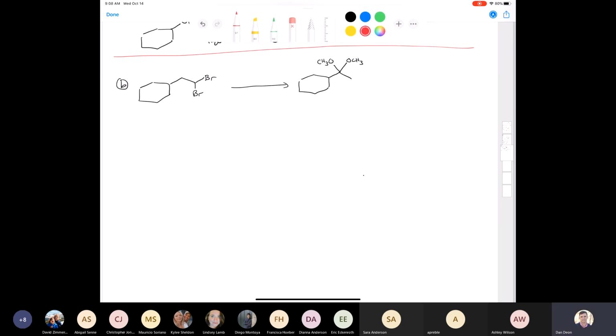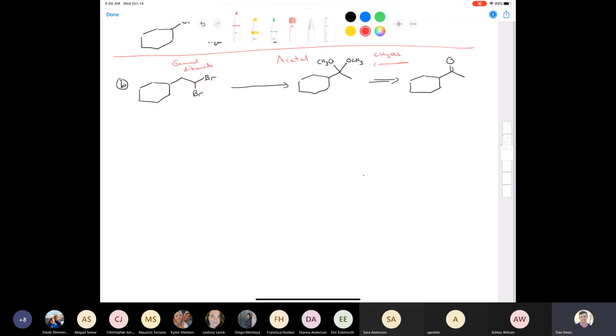All right. So in this one here, we're taking a geminal dibromide. Geminal, because the two bromines are on the same carbon, and we want to make an acetal. This is an acetal. In terms of retrosynthesis, how would we make that acetal? Well, we would need to have a ketone or aldehyde, and the ketone that we would need would be this ketone. And we would take that and we would treat it with methanol.